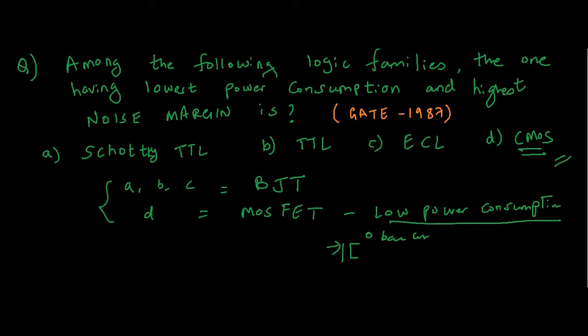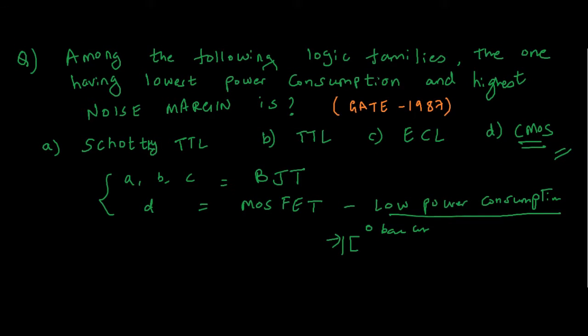And there may be some questions twisted. They may not ask power consumption or noise margin, they may ask which among these logic families is having highest fan out. So even then the answer is CMOS. Okay. So you need to remember few terminologies in logic families. So here fan out means the number of loads that the output of the gate can drive without disturbing its normal operation. So CMOS is very great in that aspect.